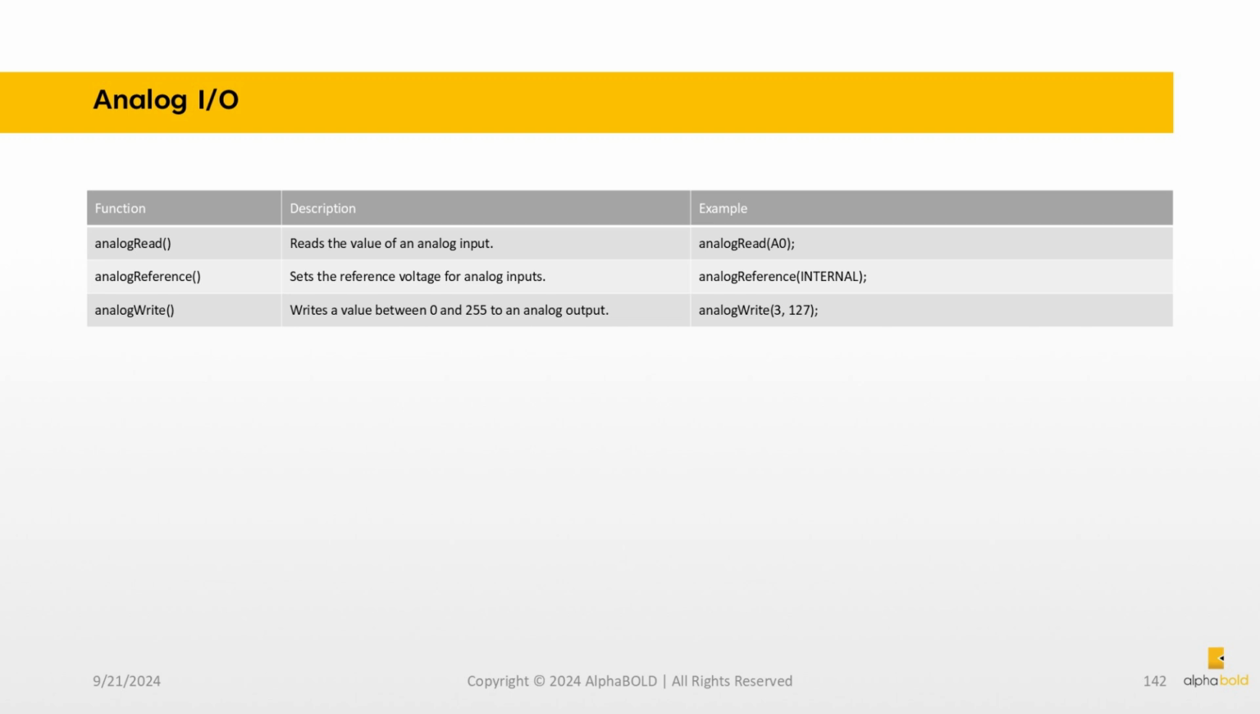The analogWrite function generates a pulse width modulated PWM signal on an analog output pin, allowing for control of analog devices such as motors and LEDs with varying brightness.